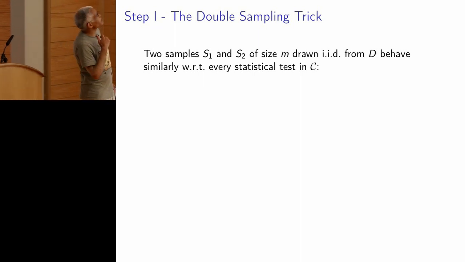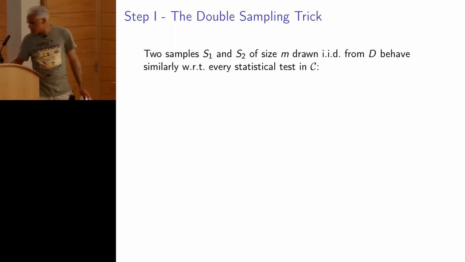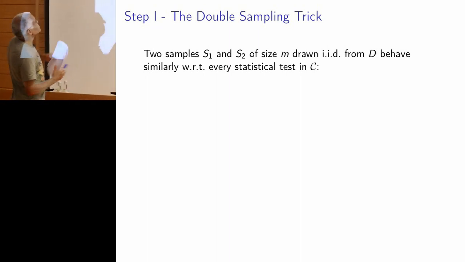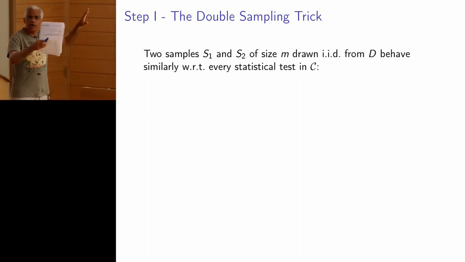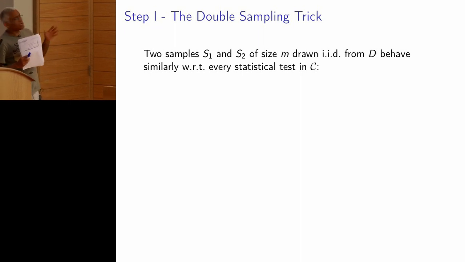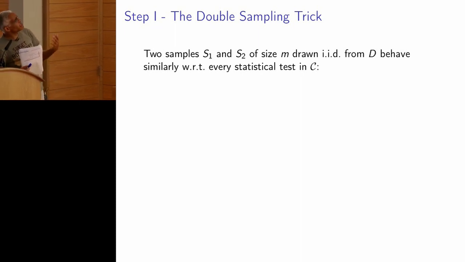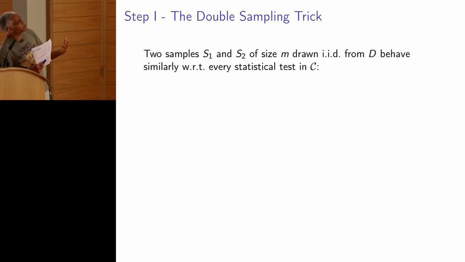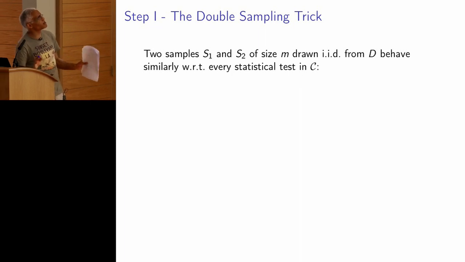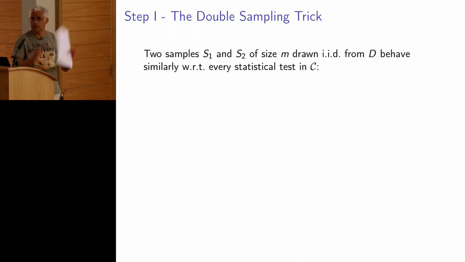And I want to go through a little bit, this will be the last proof I do, as I need to make progress. So there's a so-called double sampling trick. This is a very nice trick, and it's where the growth function and VC dimension come in. The first idea is that if I draw two samples of size m from the distribution, then intuitively, if the VC dimension of my class C is bounded, these two samples should behave similarly with respect to every statistical test from C, with high probability over the samples.